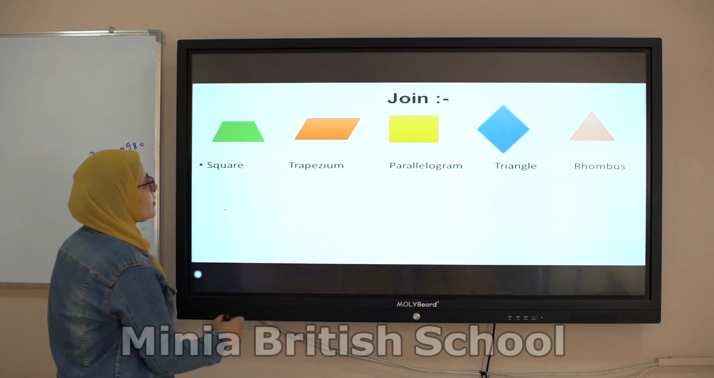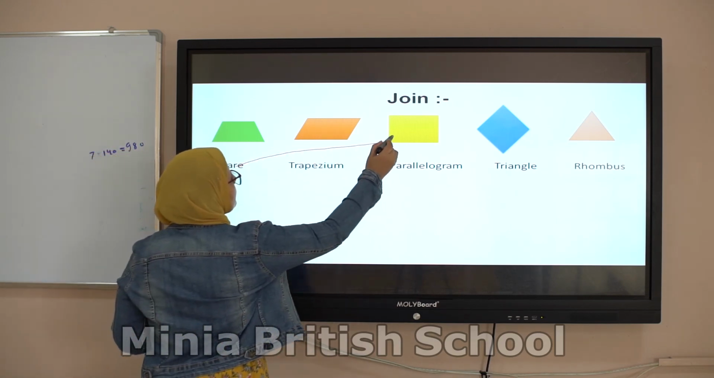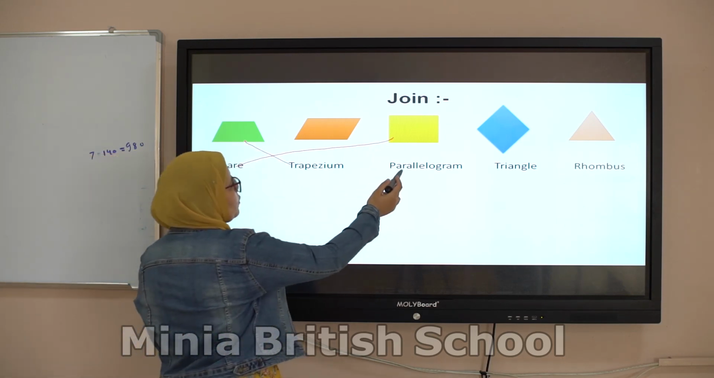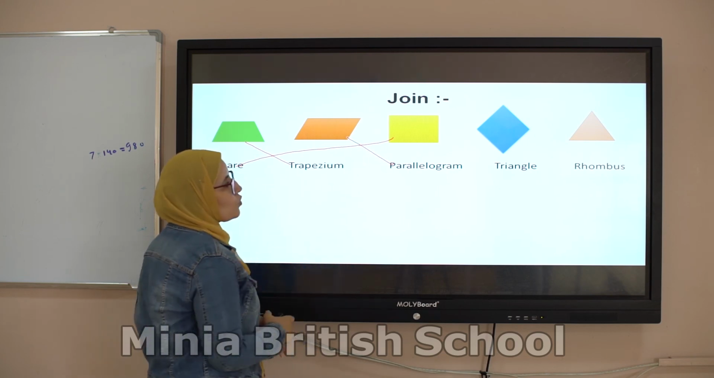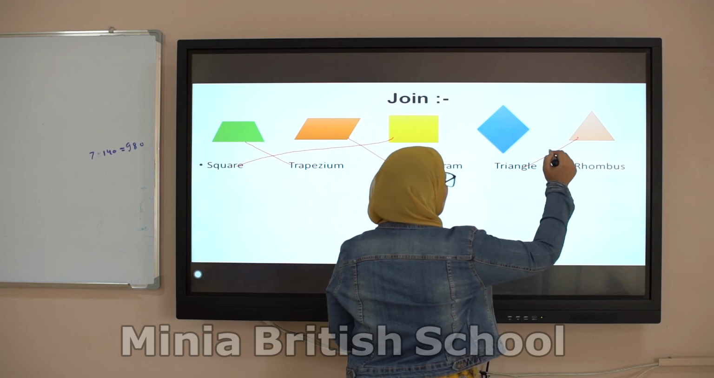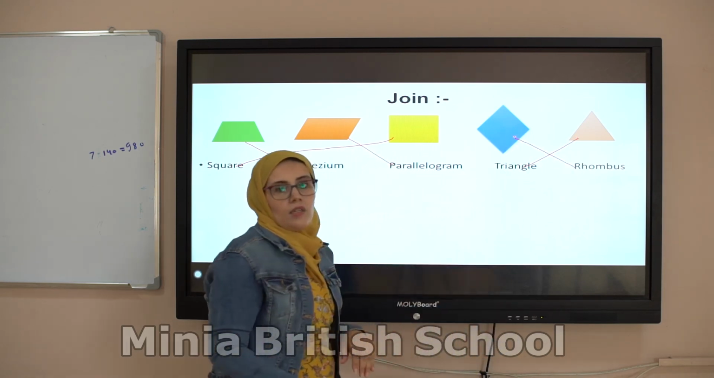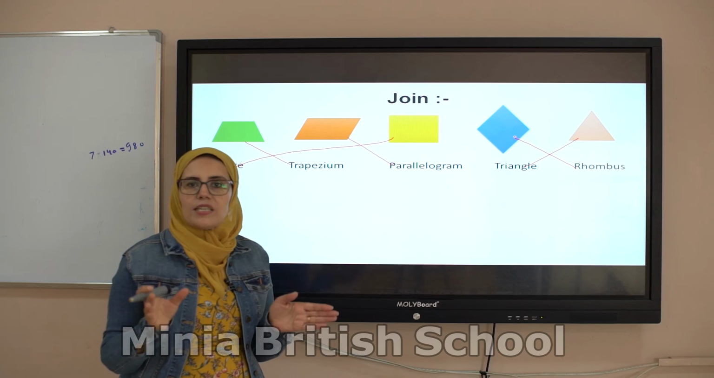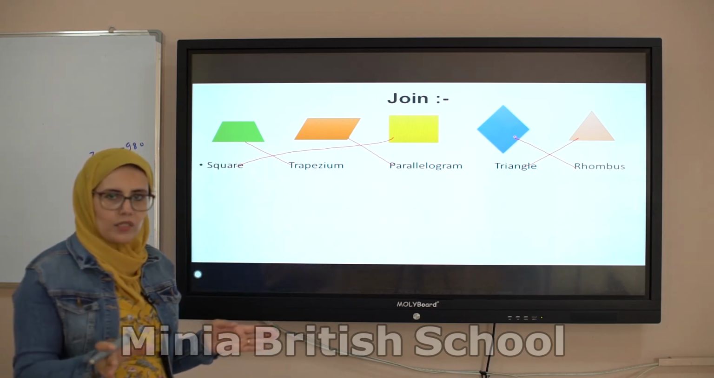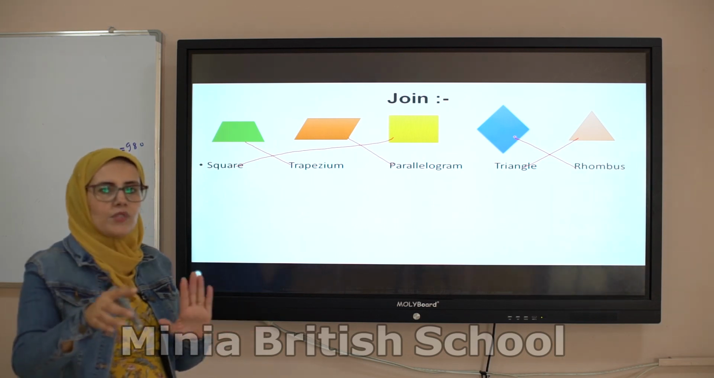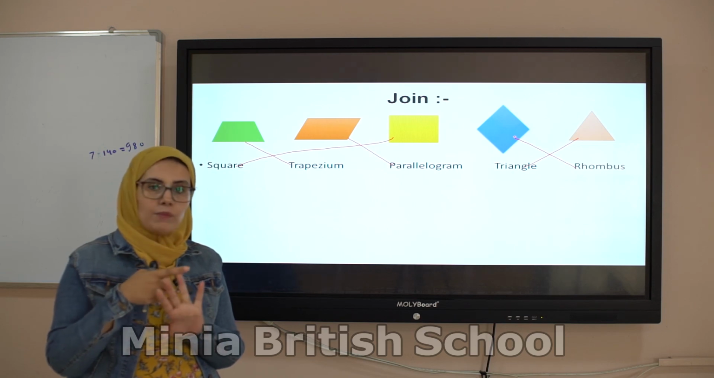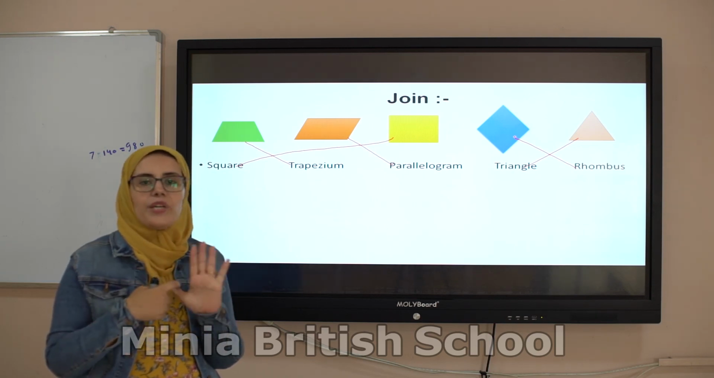So square, where is the square? Here, the square. What about the trapezium? The first one. What about the parallelogram? Here. So now we have only 2 shapes or polygons: triangle, so easy, and rhombus, that's it. The important thing in this lesson is that you have to keep the properties of the quadrilateral shapes well: the property of each shape, the property of square, rectangle, rhombus, trapezium, and parallelogram.